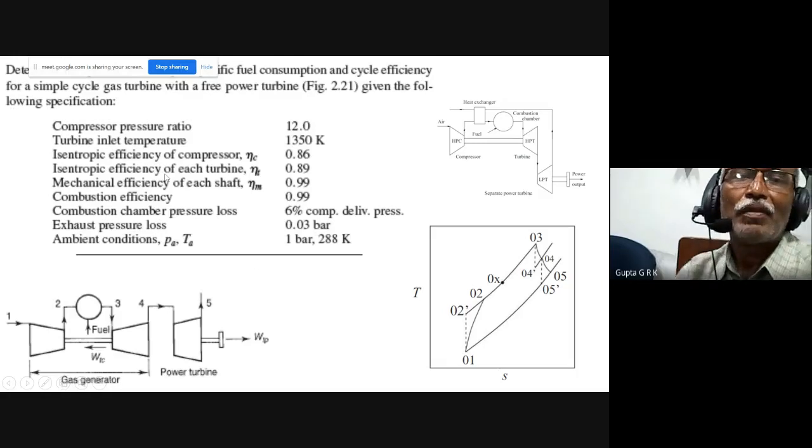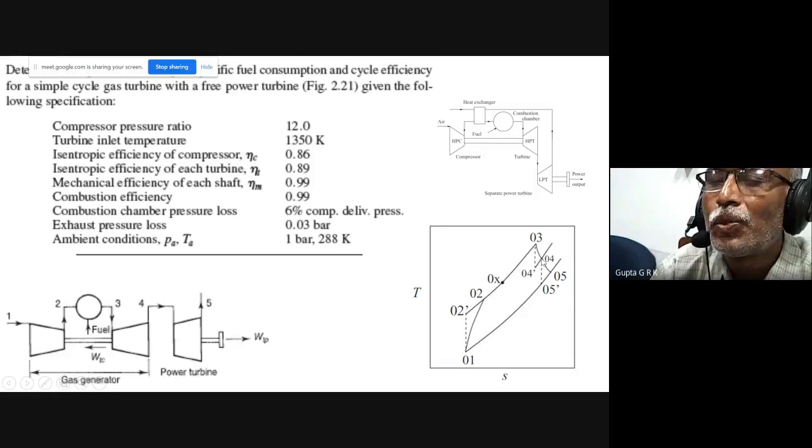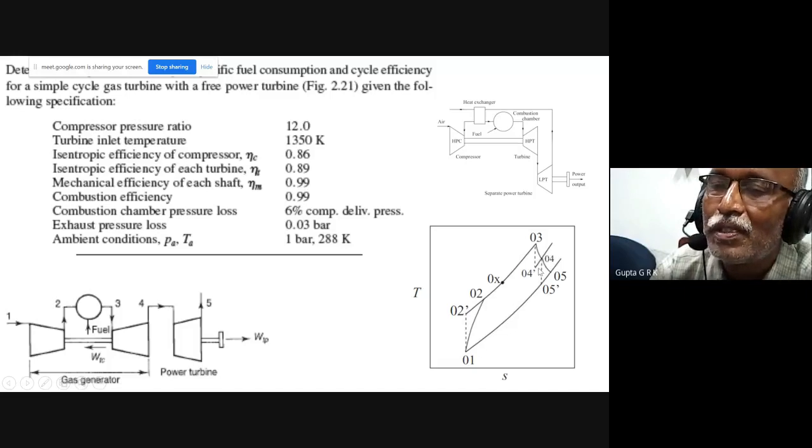The power turbine is there, so there are two turbines, the first turbine and the power turbine, and there is no reheating in between. That is important. If there is reheating, it goes up and again comes like this. There is no reheating. So after this expansion, there is another expansion. This is the ideal one, this is the real one.